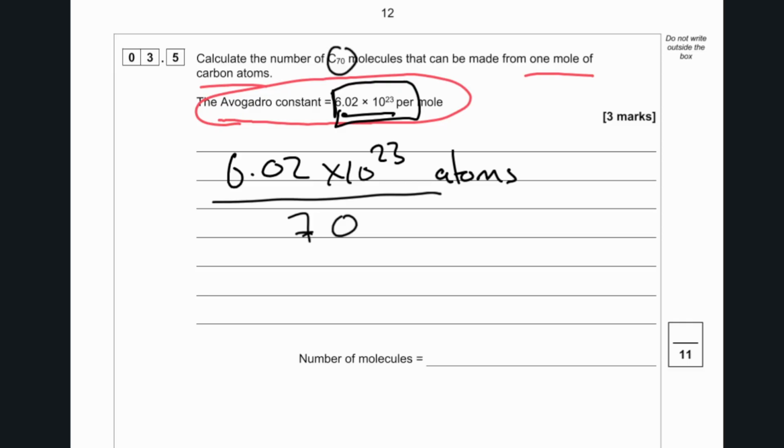Okay, so hopefully that makes sense. Put that in your calculator, you should get 8.6 times 10 to the 21. So you can see it's actually a very simple calculation if you understand what's going on and what a mole actually is. So hopefully that all makes sense now.